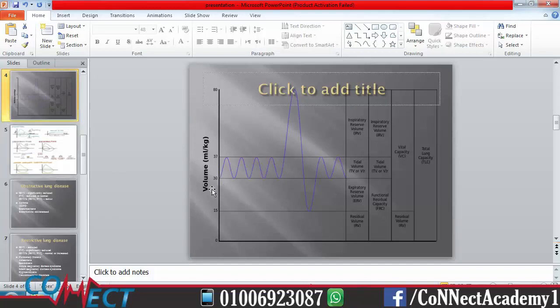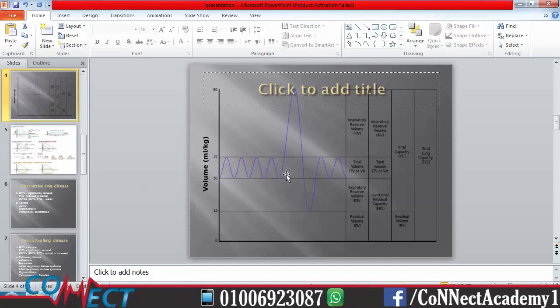You can see that this is the diagram which shows the total lung capacity. The total lung capacity equals the vital capacity plus the residual volume. So the vital capacity is the amount of air exhaled after deep inspiration. After you exhale all the air, there will remain a small amount of air, which is the residual volume, and its function is to maintain the patency of the alveoli to prevent them from collapse.